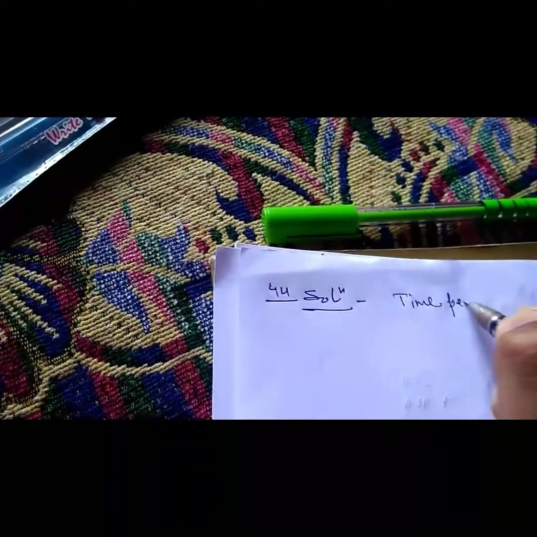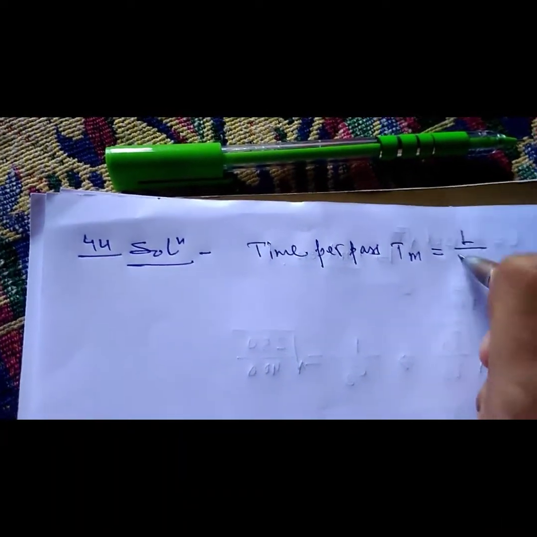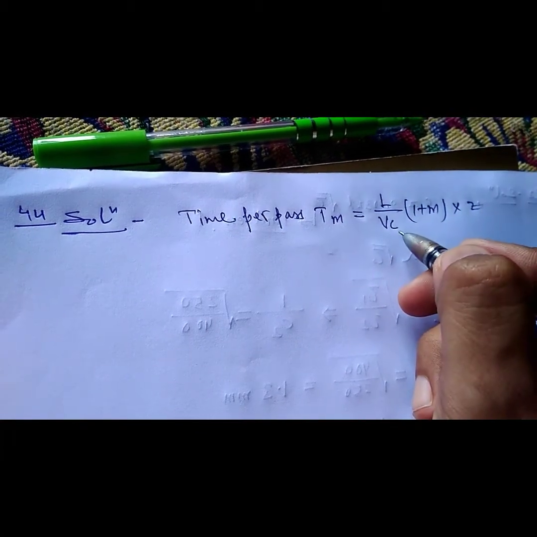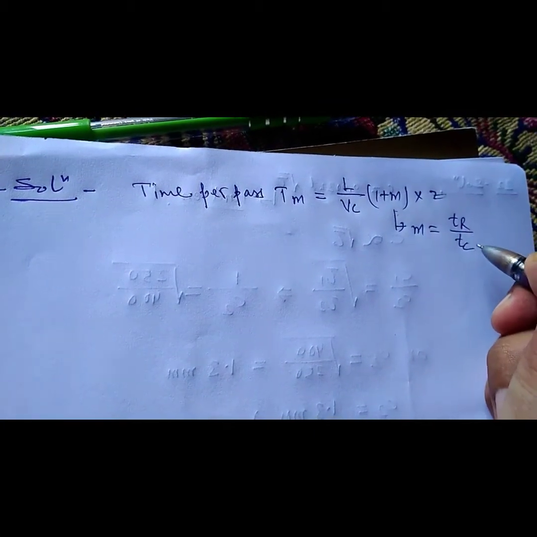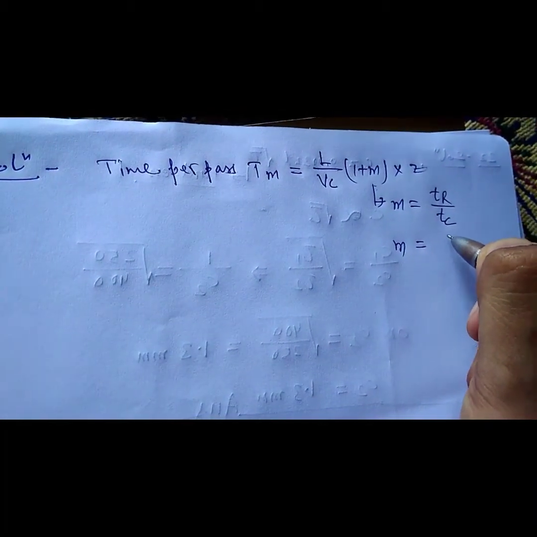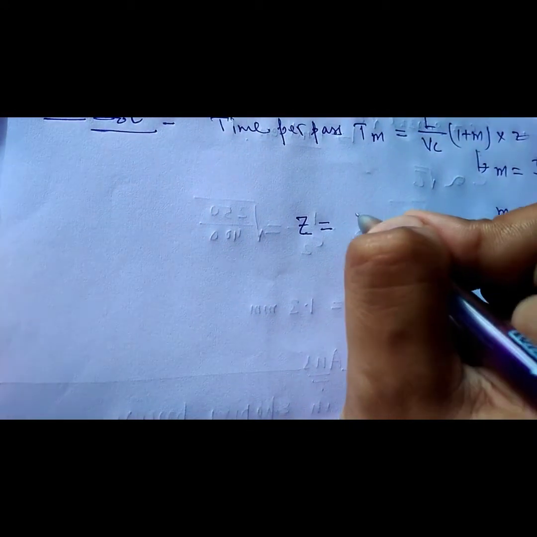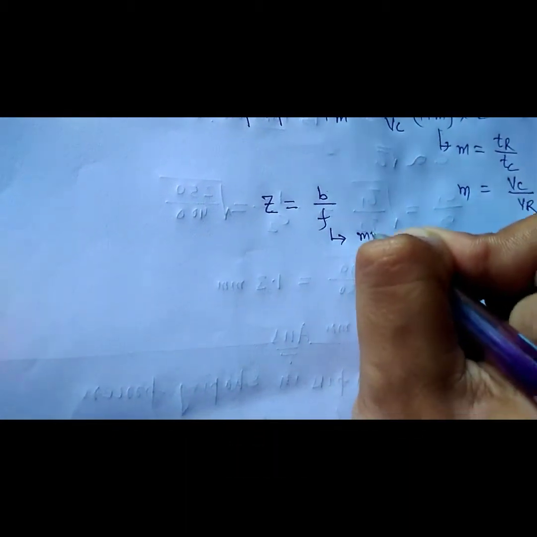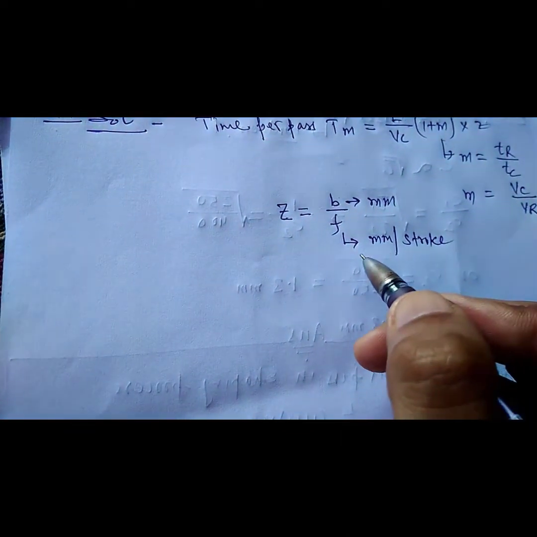So guys, the time per pass in the shaping process, Tm, is equal to L upon Vc into (1 plus m) into Z. Here L is the length of the workpiece, Vc is the cutting speed, and m is the ratio of Tr upon Tc, return time to cutting time, or it will be equal to Vc upon Vr, cutting speed to the return speed, and Z is the number of strokes, which is equal to B upon F. B is the width and F is the feed in mm per stroke. So Z will be the number of strokes.